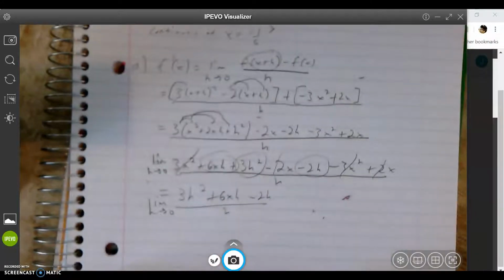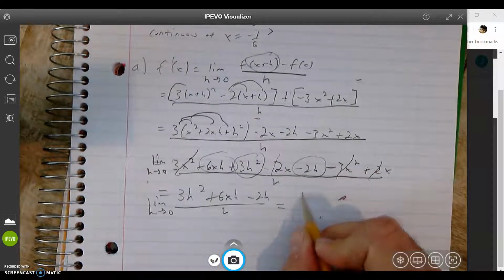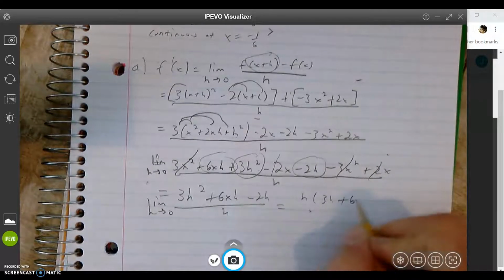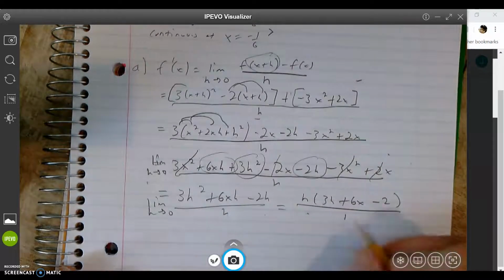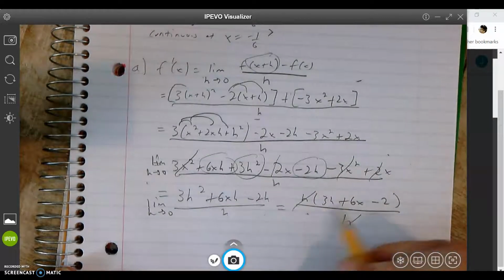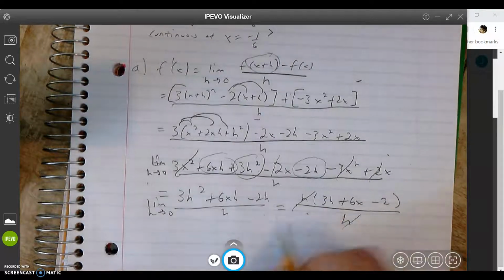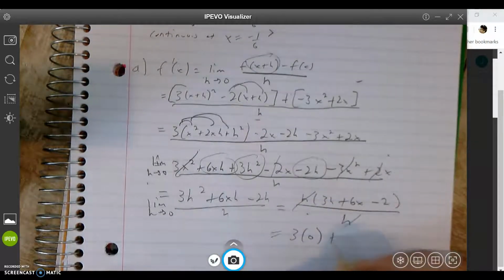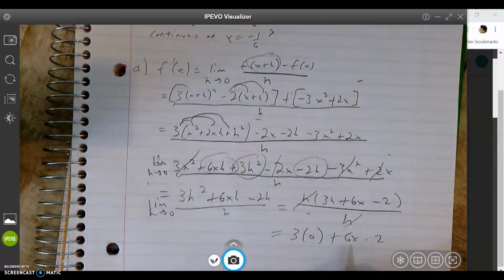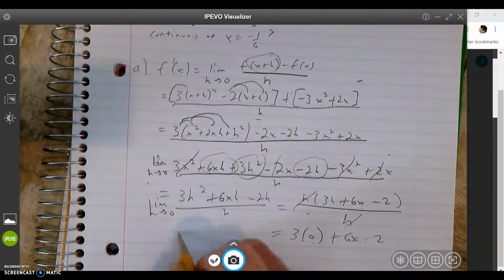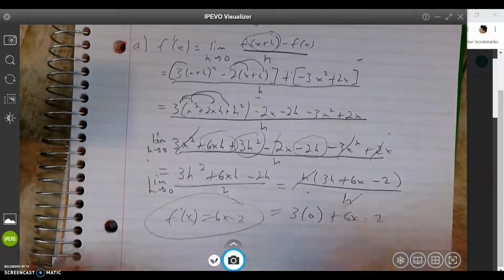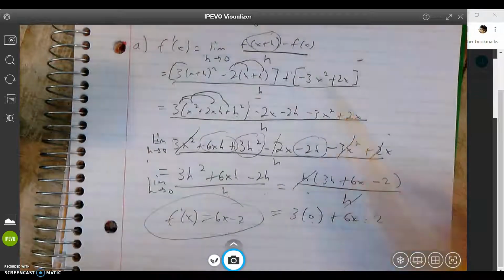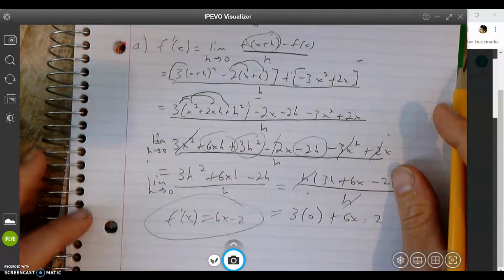Alright, cool. So now I'm going to factor out an h. So it's h times (3h plus 6x minus 2) over h. H divided by h is 1, and then you plug in 0 here for h, and 0 plus this is just this, so it's 6x minus 2. So f prime of x is 6x minus 2. Bam. So this is part A, that's the derivative, 6x minus 2. There is all the work. Pause and go back over the video if you need to write it all down and fix your work.